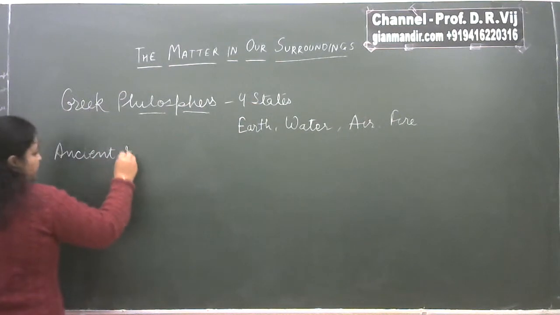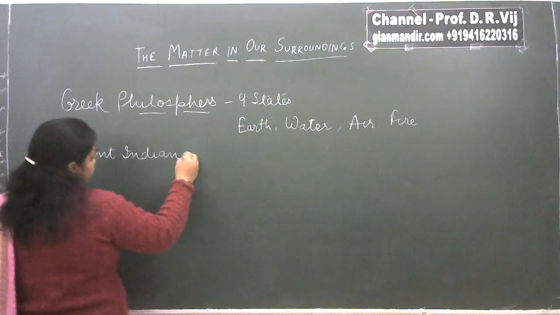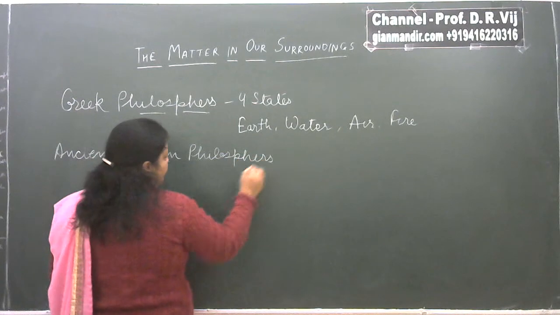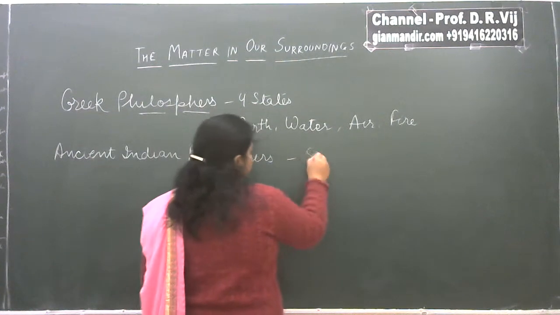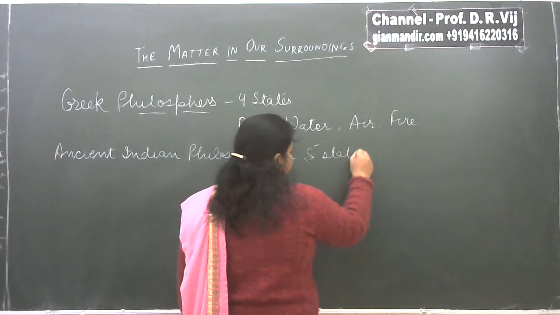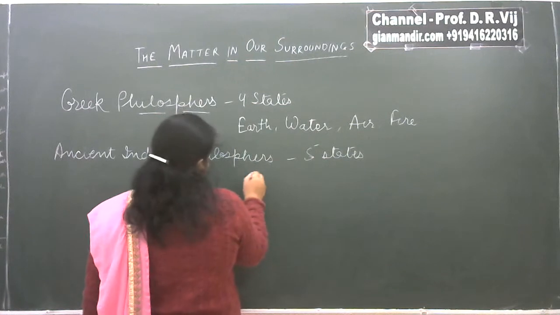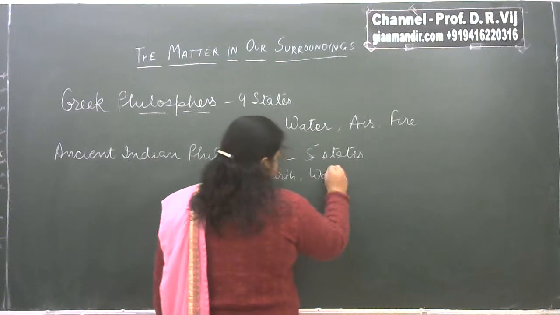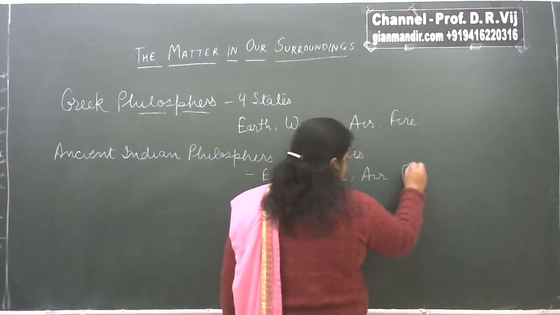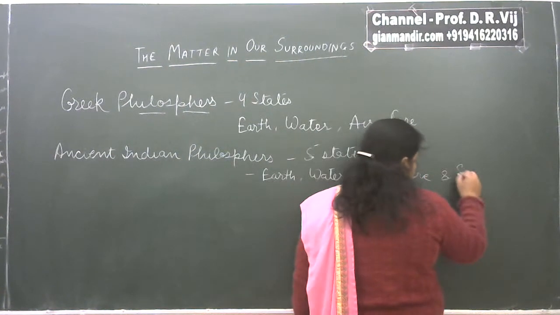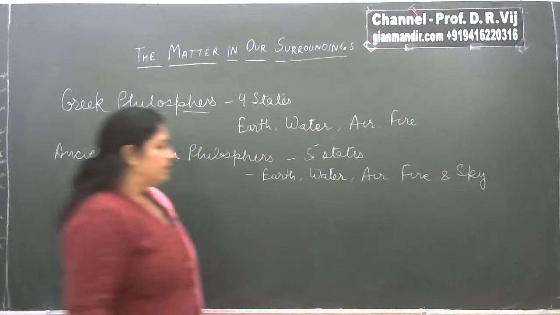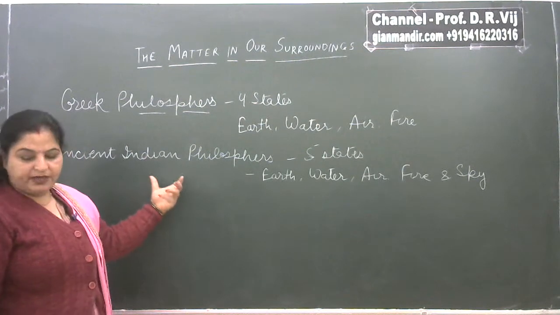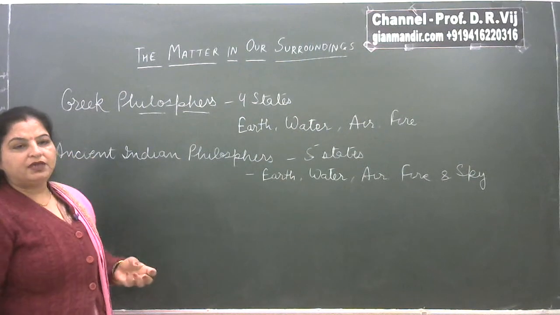So our ancient Indian philosophers added one more form and told that there are 5 states or 5 forms of matter, and these 5 forms of matter are earth, water, air, fire, and of course the 5th one added is sky. So these are said to be the Panch Tattva, as we call them in our mythology. These are the Panch Tattva of which all matter is made up.